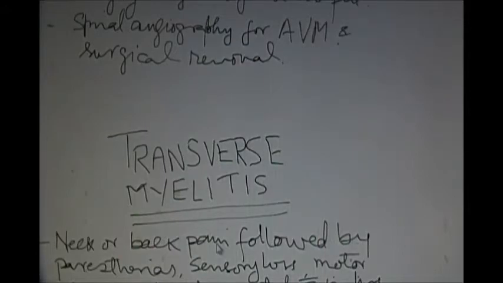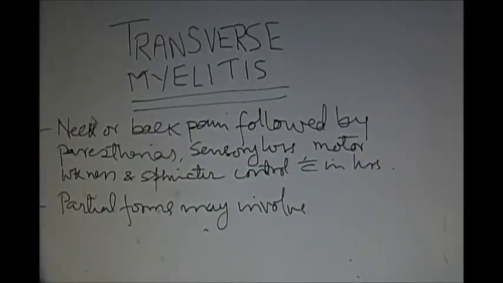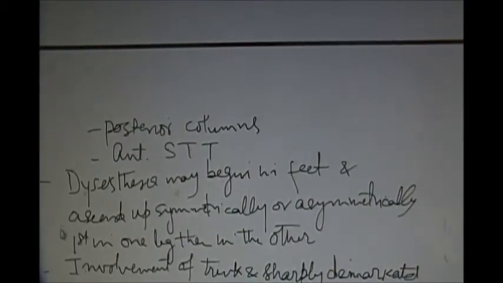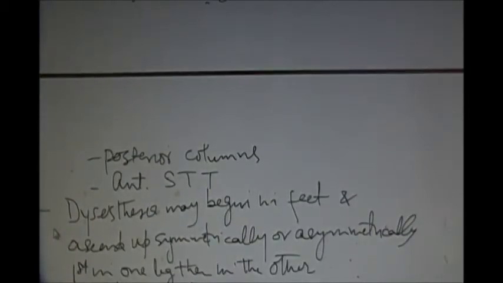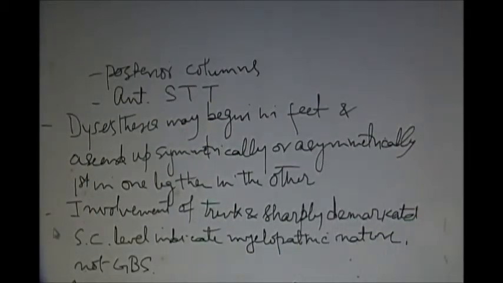Transverse myelitis. In transverse myelitis, there is neck or back pain followed by paresthesias, sensory loss, motor weakness, and loss of sphincter control within hours. So it's an acute disorder. The partial form may involve the posterior column or anterior spinothalamic tract. It starts with dysesthesia that may begin in the feet and ascend symmetrically or asymmetrically, first in one leg and then in the other. Involvement of the trunk and a sharply demarcated spinal cord level indicate myelopathic nature, not GBS, Guillain-Barré syndrome.